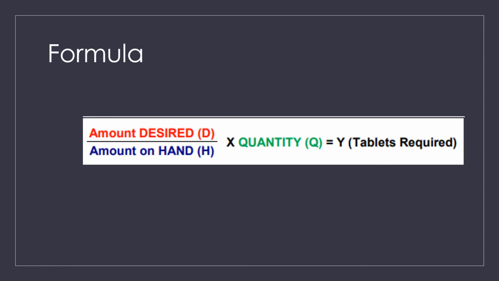So the formula is amount desired divided by the amount on hand times the quantity. The quantity is equivalent to 1 since the amount of medication available is specified per one tablet.